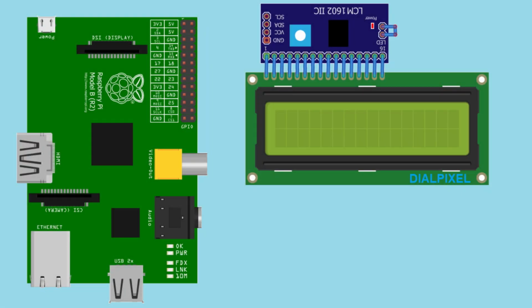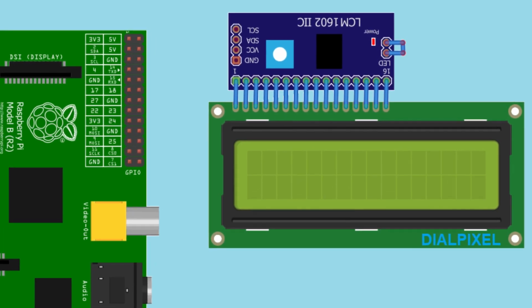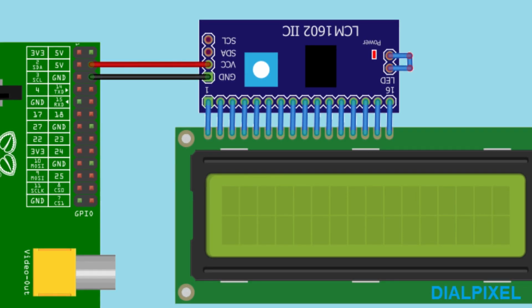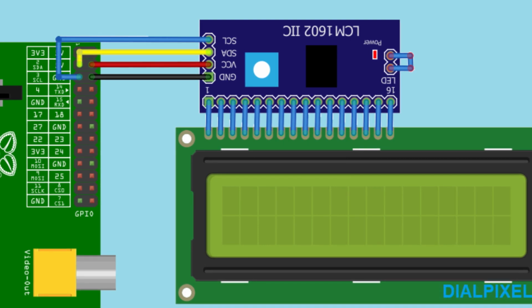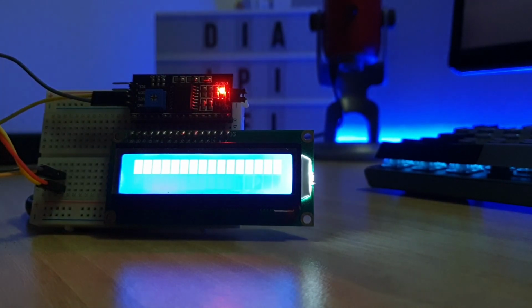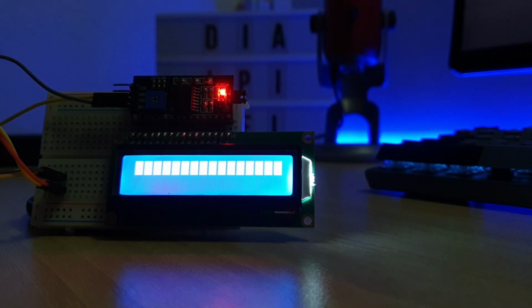Now before we proceed, we need to make the display connections on the Raspberry Pi. We will make the connections as shown on screen. We will be using the four pins, ground and 5 volts, SDA and SCL on the GPIO header. Make the appropriate connections on your Raspberry Pi to the I2C module. Once done and you can see the backlight of the display turn on, you know you are ready to go.